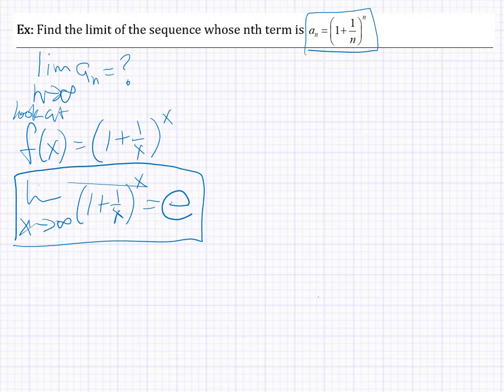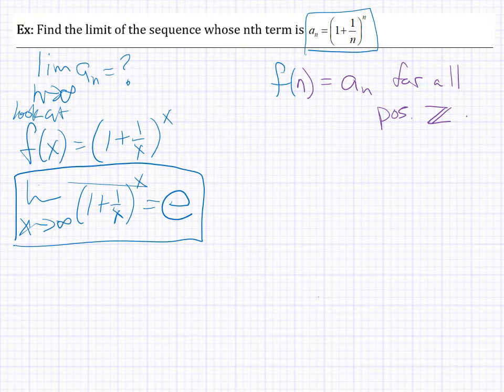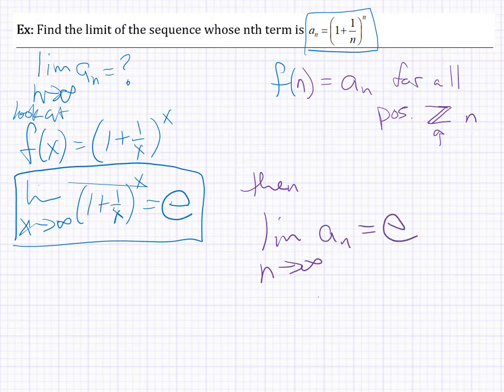and f of x, or sorry, let's say f of n equals a sub n for all positive integers n, that's the symbol for integers, then the limit as n goes to infinity of a sub n also has to equal e. And that's it. So using our function skills to find limits of sequences is going to be a pretty important thing.